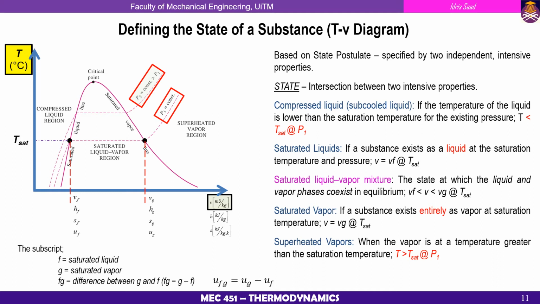For the saturated liquid-vapor mixture, the state must lie where the liquid and vapor phases coexist in equilibrium, or we may write it as vf is smaller than v is smaller than vg at T saturation. For the saturated vapor, the substance exists entirely as a vapor at saturation temperature, or we can write it as v is equal to vg at T saturation. Finally, for the superheated vapor, the vapor is at a temperature greater than the saturation temperature, or T is greater than T saturation at P1. Okay, so that is how we define the state of a substance in the TV diagram.